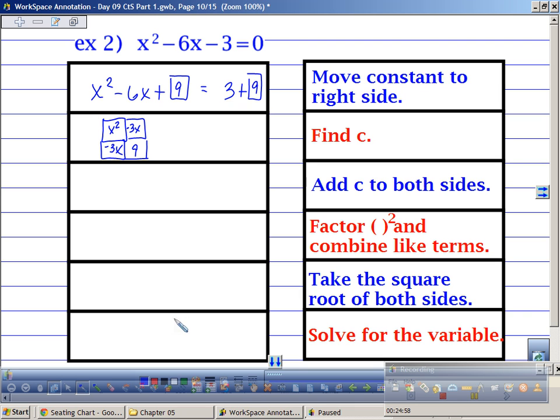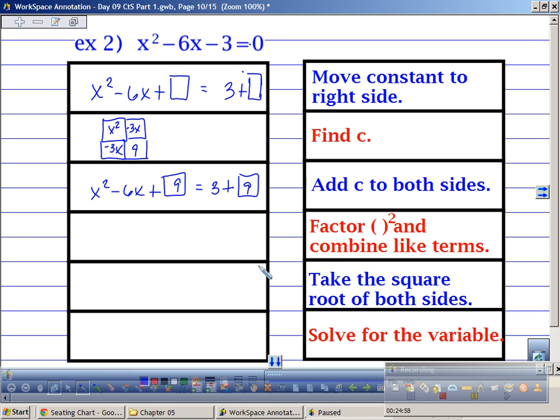Okay, now what? Popcorn. Go. That's what I should have done here, huh? Add what? What am I adding to both sides? 9. Good. So x squared minus 6x plus 9 equals 3 plus 9.